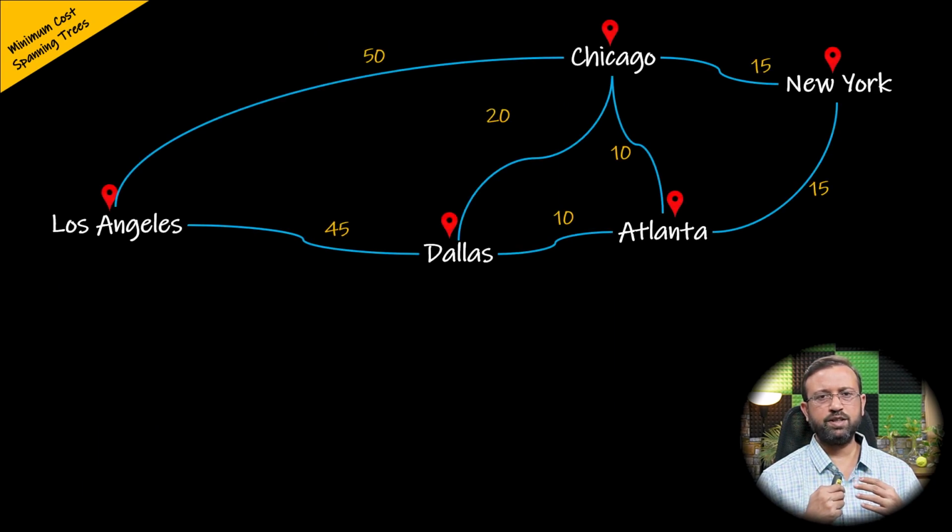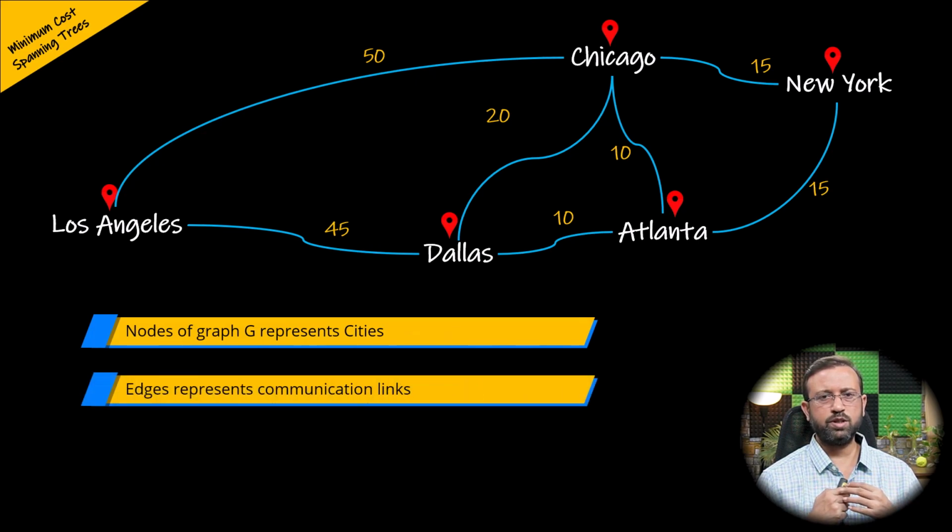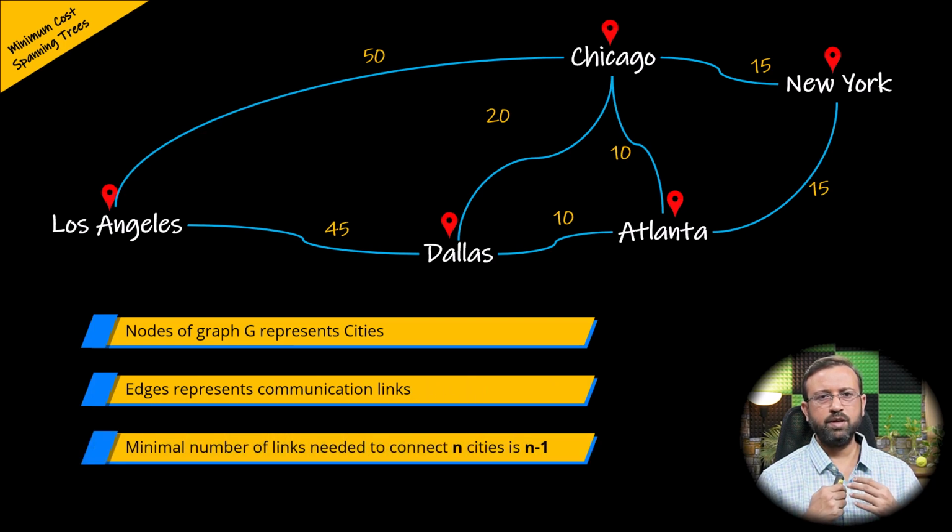One of the applications is if the vertices of G represent cities and the edges represent possible communication links connecting two cities, then the minimal number of links needed to connect the n cities is n-1. So, the spanning tree of G represents all feasible choices of connecting different cities using minimal number of links or edges.